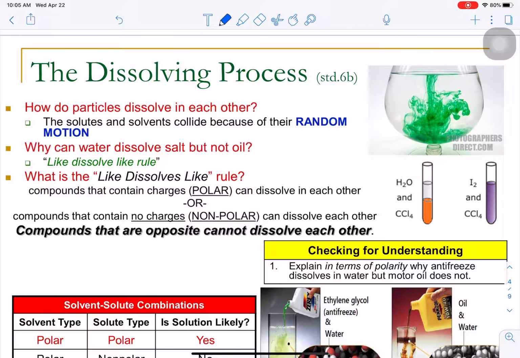All right, let's go over this slide. Now, I'm not going to go over the exact dissolving process right now. I'm going to do that on a blank document so you can see me as I draw it. I think that'll be the best way. So let's just go over the "like dissolves like" rule.